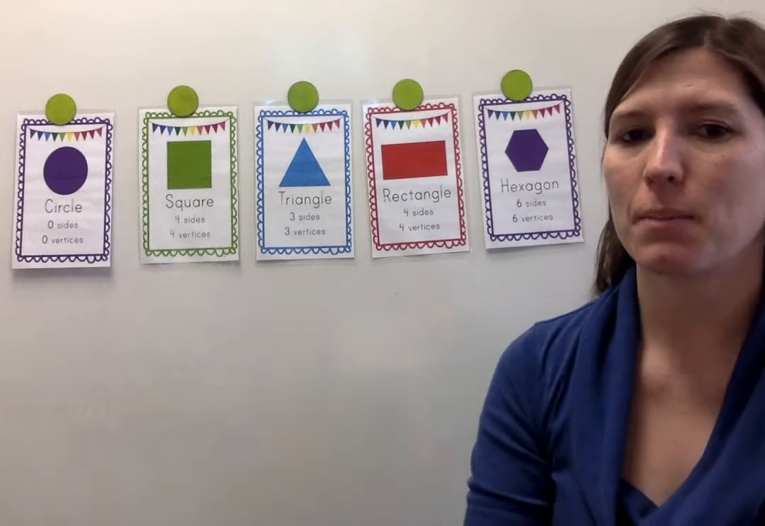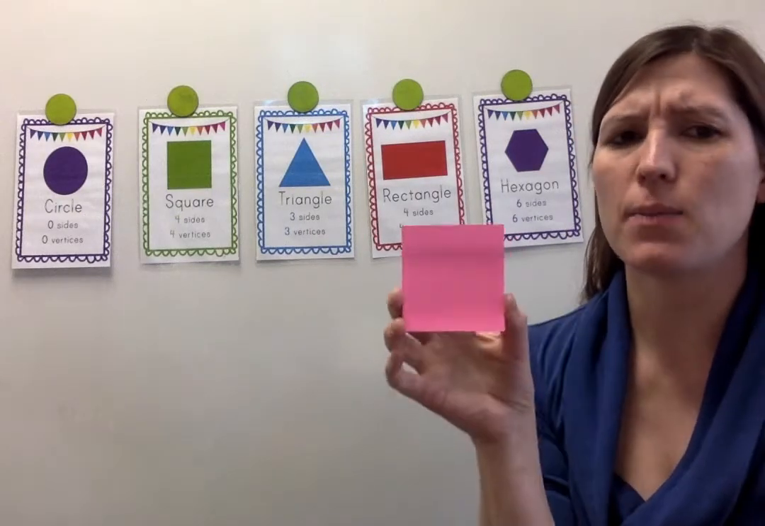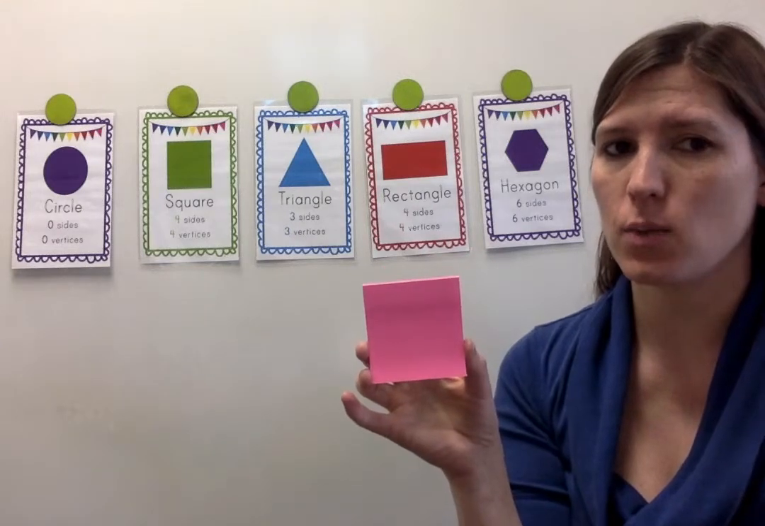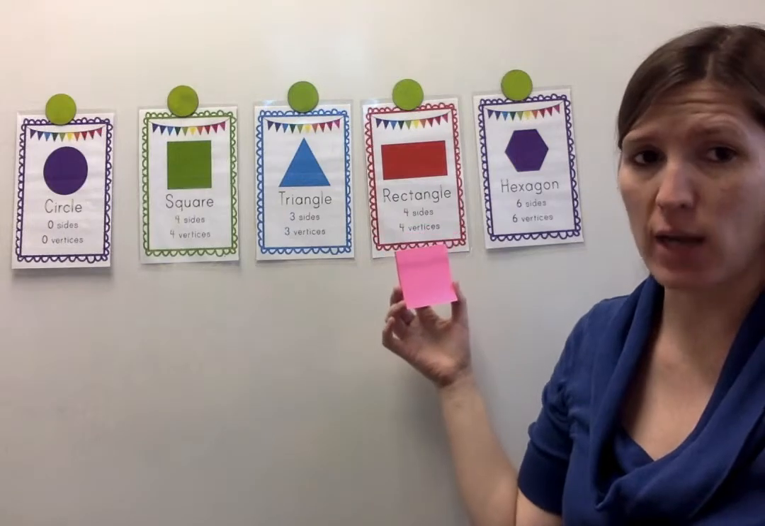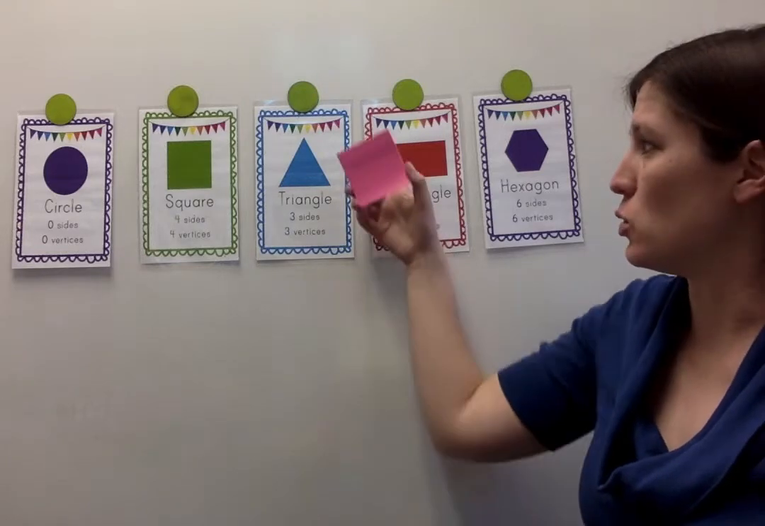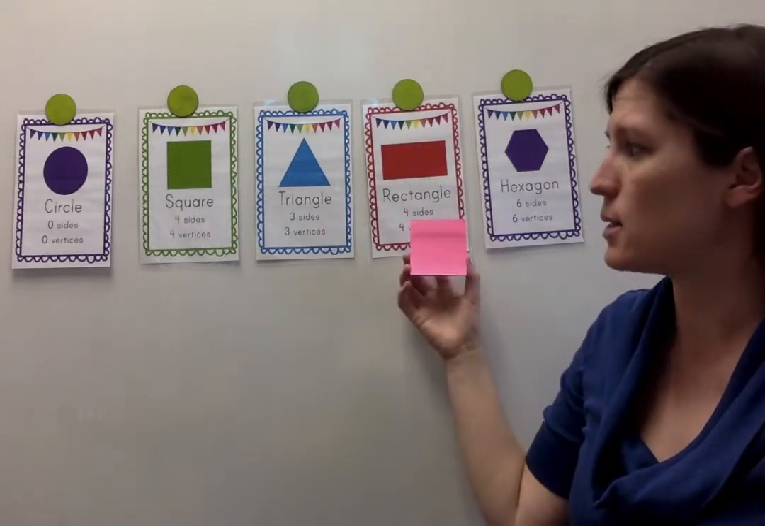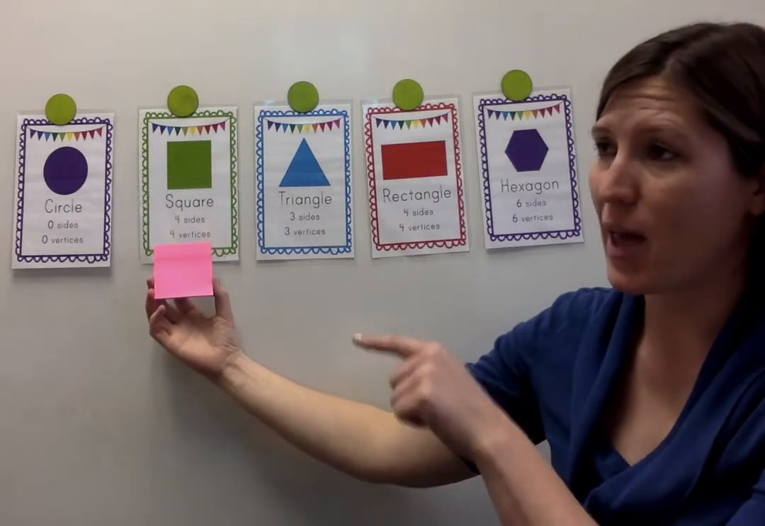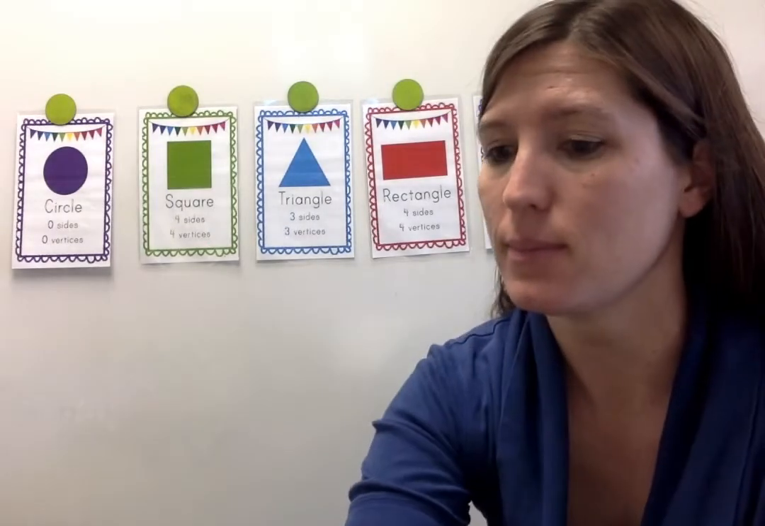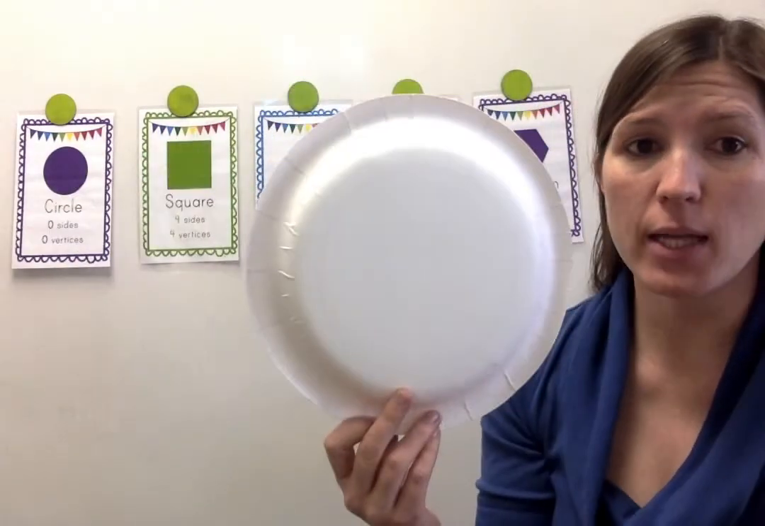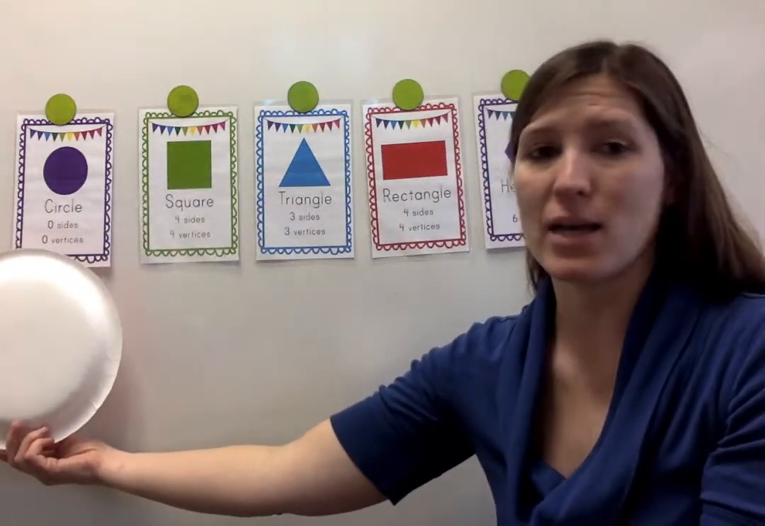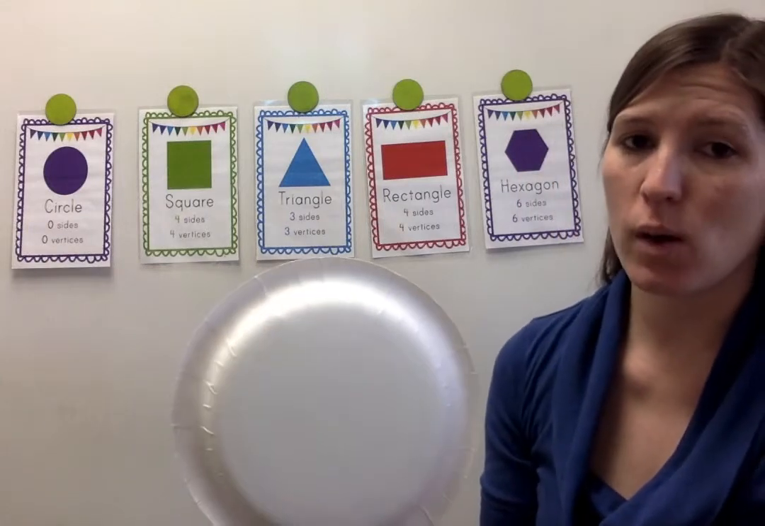How about my sticky pad? Look at my sticky pad. It has 4 equal sides. Which shape is it? Is it a rectangle? A rectangle has 4 sides. No, because a rectangle has 2 short sides, 2 long sides. My sticky pad is a square because it has 4 equal sides. How about my plate from lunch? What shape is my plate? It's a circle because it has no vertices and no straight sides.